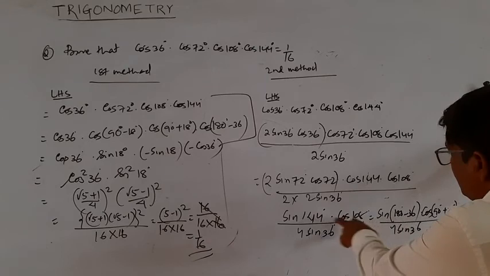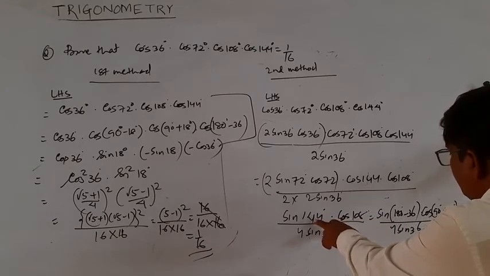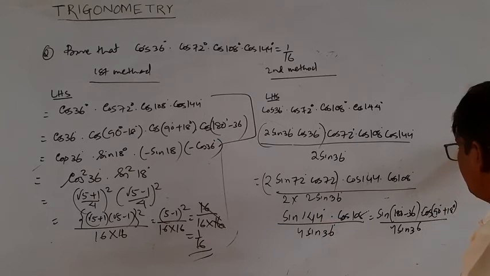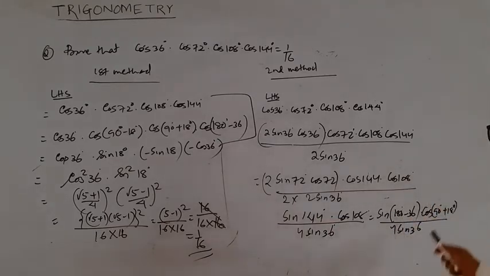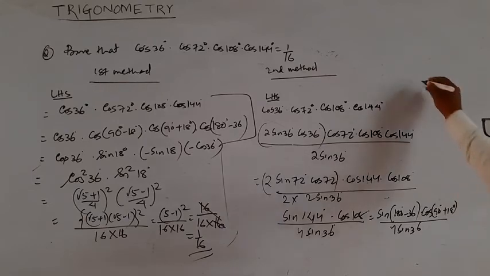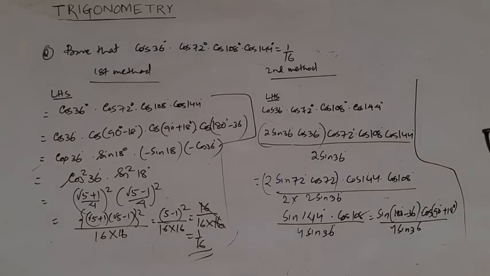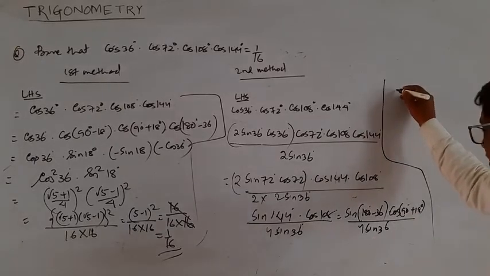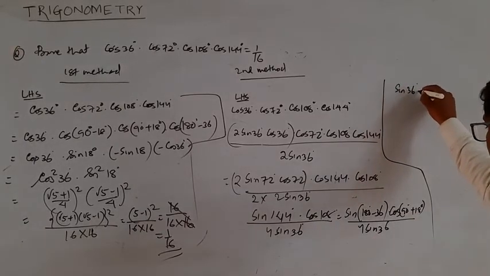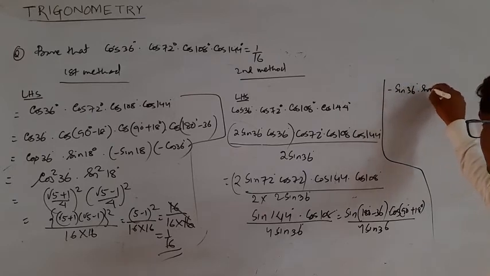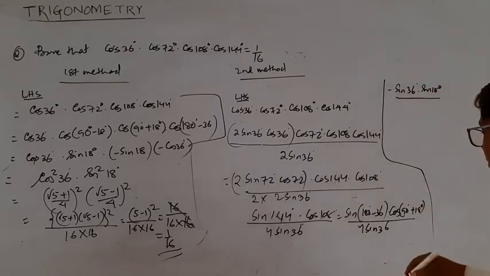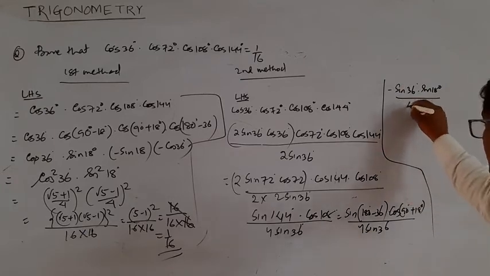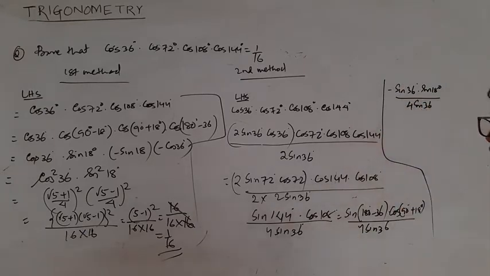This is what? 30, 60 and 6, 10, 180, right? So this is sin 36 and this is cos 18. So what happens here? Sin 36 into minus sin 18, divided by 4 sin 36. Okay, so the value is 1 by 16.